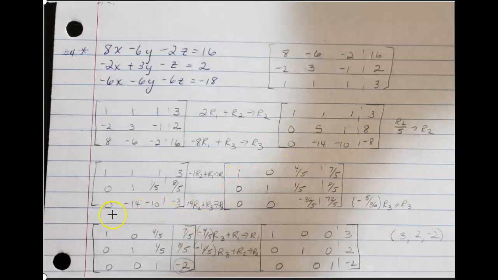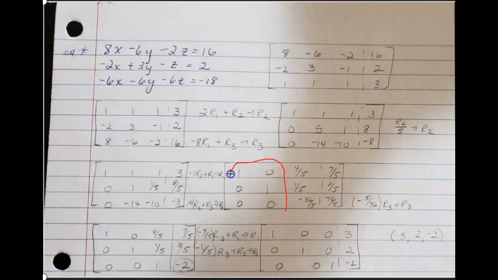Next thing, we need to turn this into a 0. So I'm going to take 1 times 14, get 14, add it to -14, and get 0. I'm going to take 1/5 times 14 and get 14/5, add it to -10 and get -36/5. I'm going to take 8/5 times 14, add it to -8, and get 72/5.